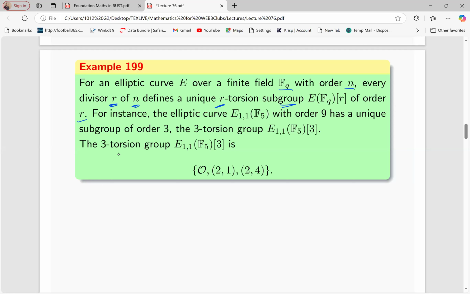And I'm giving an example of an elliptic curve. This elliptic curve is y squared equals x cubed, where our A is 1 and our B is 1. This elliptic curve is over F5. Now, how many points does this group have? This elliptic curve has 9 points.